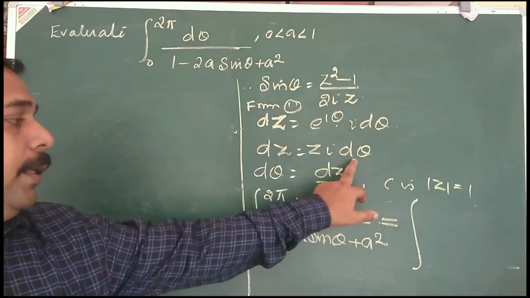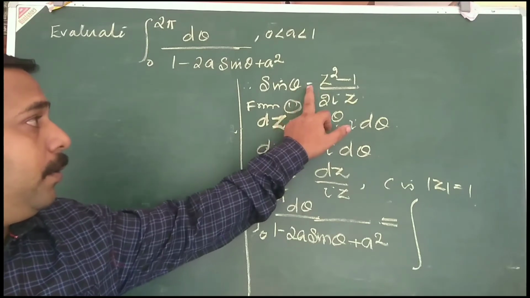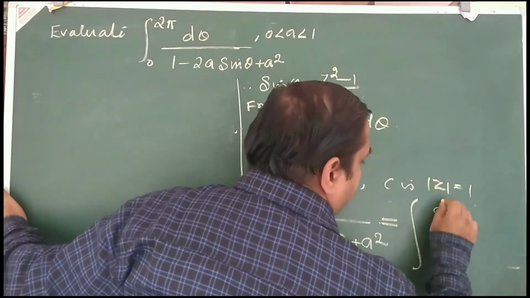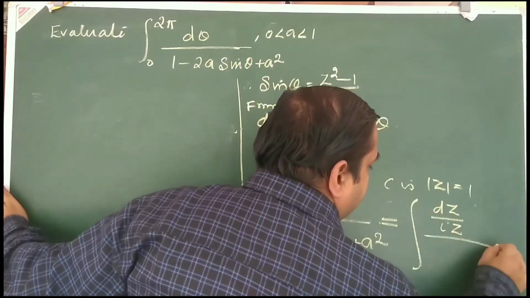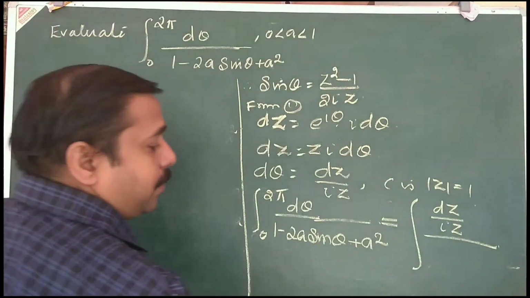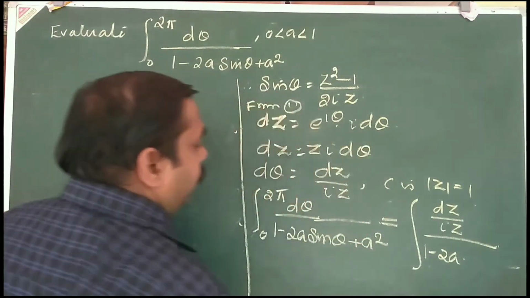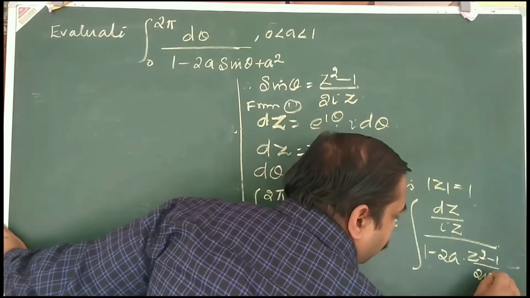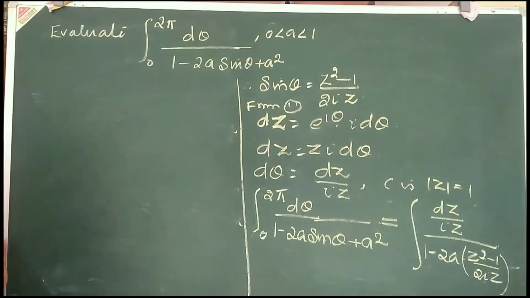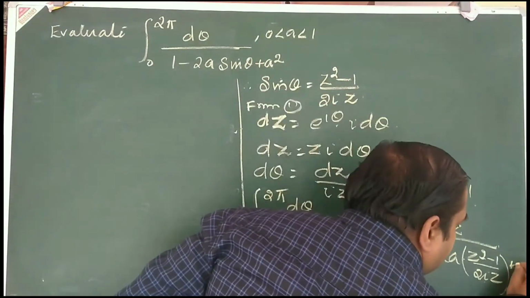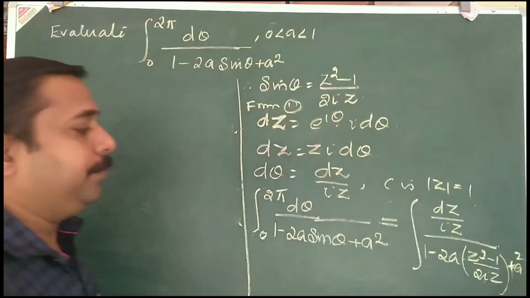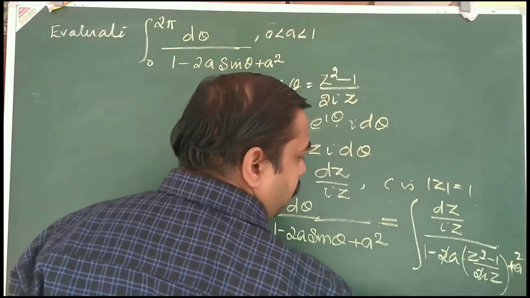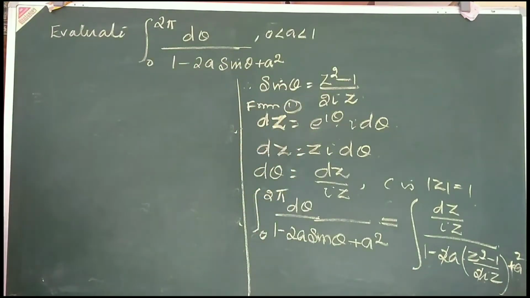What is d theta? dz by I z. Sin theta is equal to z square minus 1 divided by 2I z. So that is equal to dz by I z divided by 1 minus 2a into sin theta value, that is z square minus 1 by 2I z, plus a square. So here these two cancel. Now simplify.